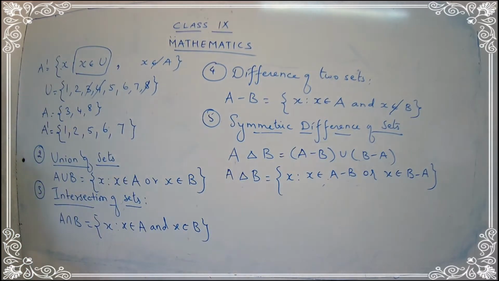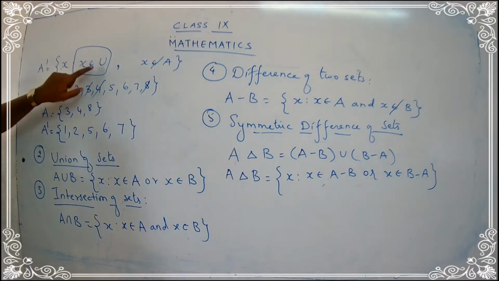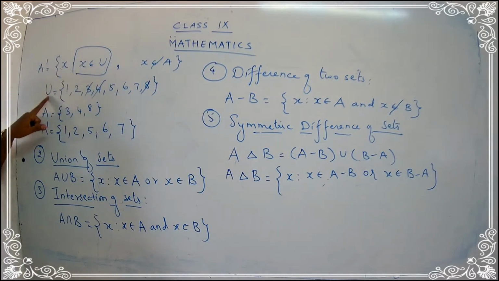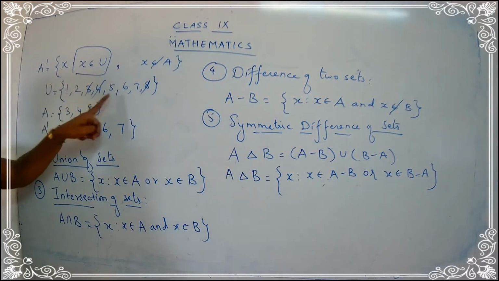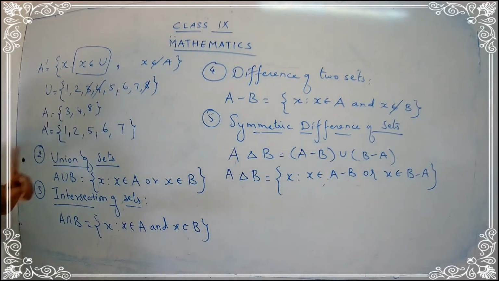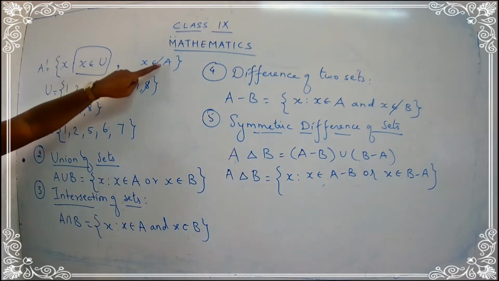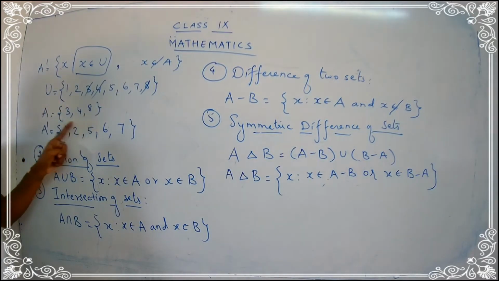So what do you mean by A dash? A dash means not A. In general, what is the rule for A dash? X such that X belonging to U. X belonging to U means from where are the members going to be taken? The members are going to be taken from U, that is the universal set. But one condition, X should not be taken from A. That is, I don't want the value of A. So in simple terms, A dash means not A.